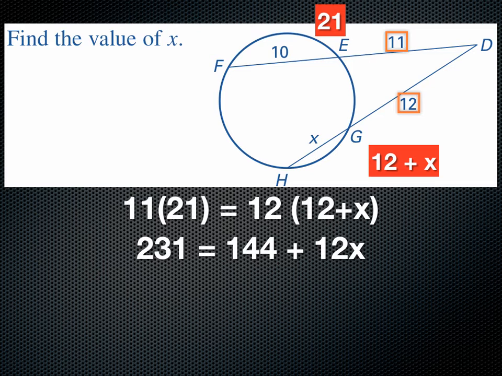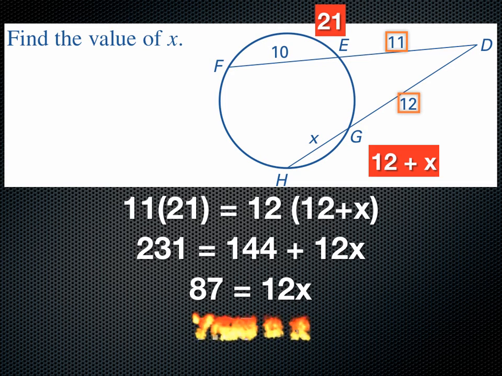To solve for x, I need to subtract 144 from both sides. When I do so, I get 87 equals 12x. To solve for x, divide by 12, and you get 7.25 for x.